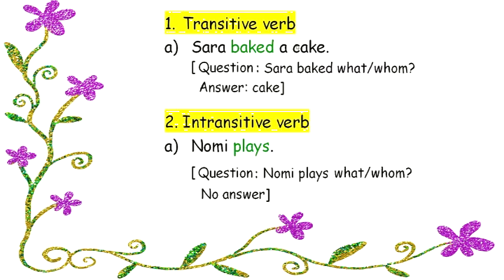I will again repeat. See, in this sentence, the object is cake. When we ask, Sara baked what? The answer we get is cake. So that means this object gives us the answer to the question what? And so this verb is a transitive verb.